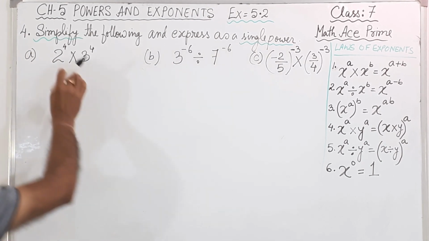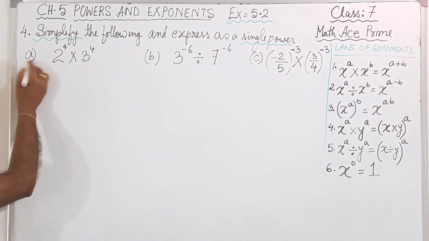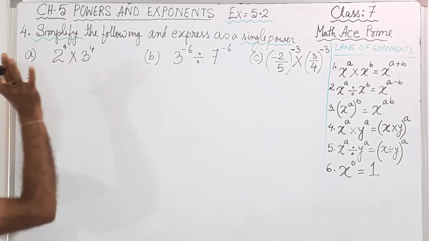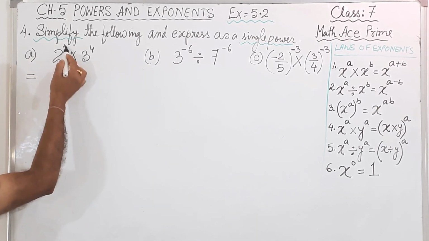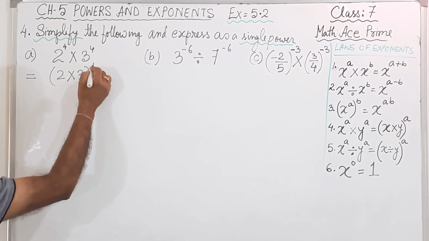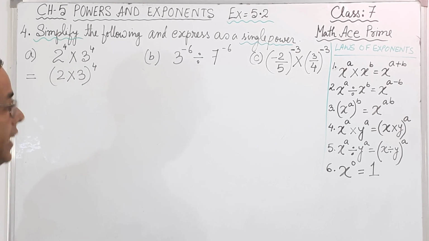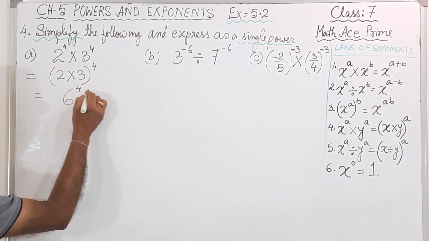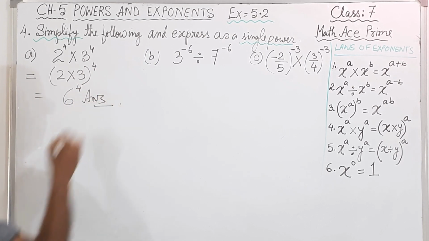Now let us come here. How will we solve this one? When you start this sum, this is the first step only. Here the bases are not the same but the powers are the same. So as I told you, 2 into 3, and we write the power, the exponent, outside. And then 2 into 3 is 6 to the power 4. And this is the answer.